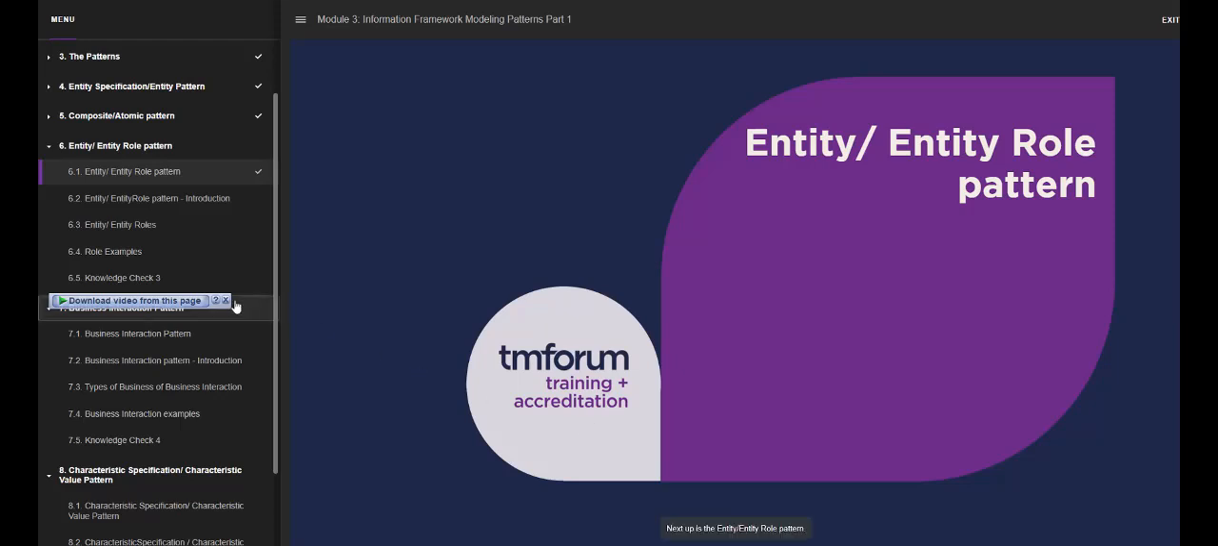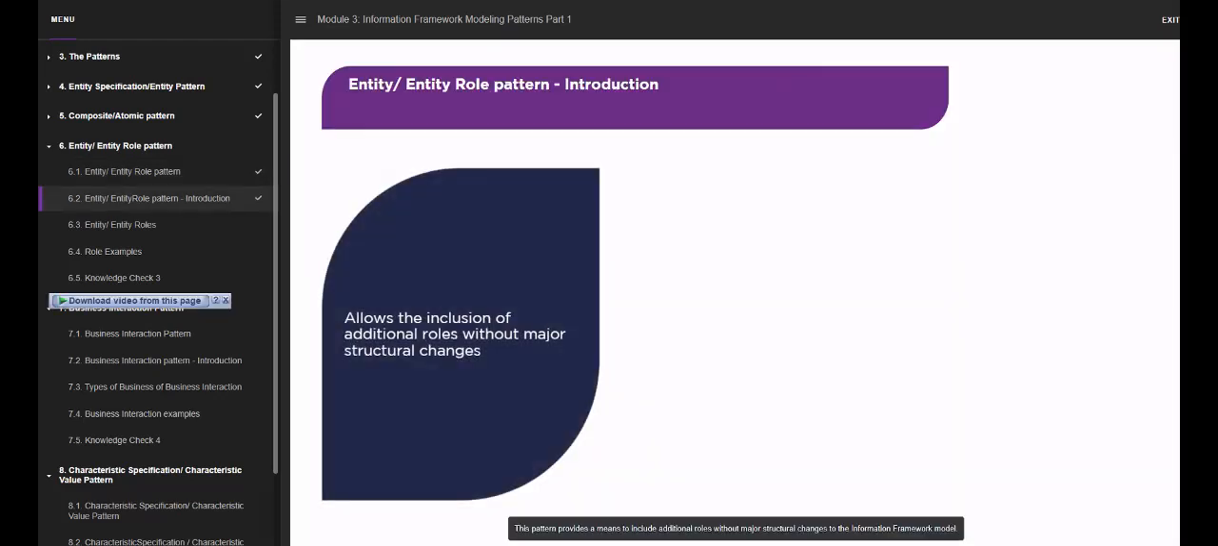Next up is the entity-entity role pattern. It is primarily used in the common product, service and resource domains. Entities in these domains can play a number of roles. This pattern provides a means to include additional roles without major structural changes to the information framework model.